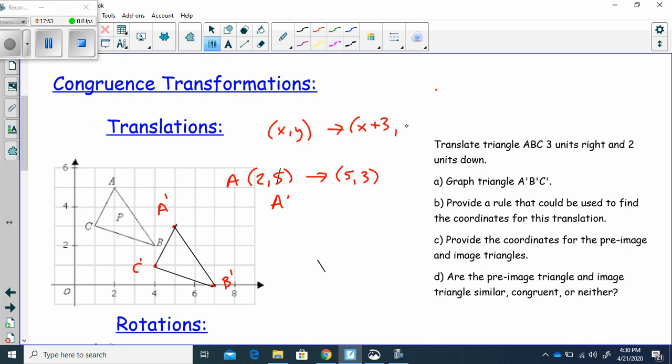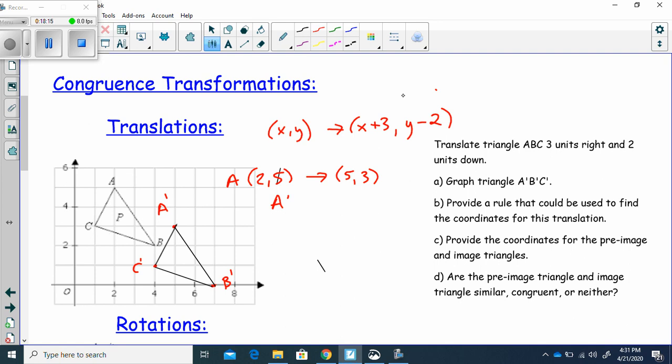Okay, on Y, what did I do? I went from 5 to 3. I subtracted 2, didn't I? Doesn't that make sense? If I'm going 3 units right, I'm adding 3 to whatever the X value is. If I'm going 2 units down, I'm subtracting 2 from whatever the Y coordinate was.